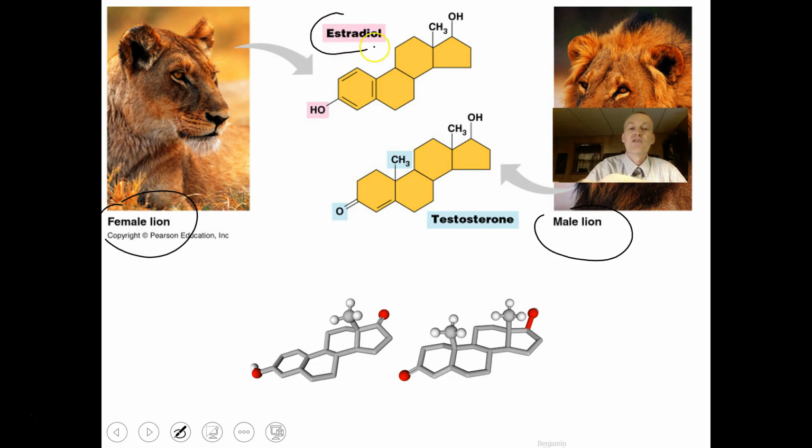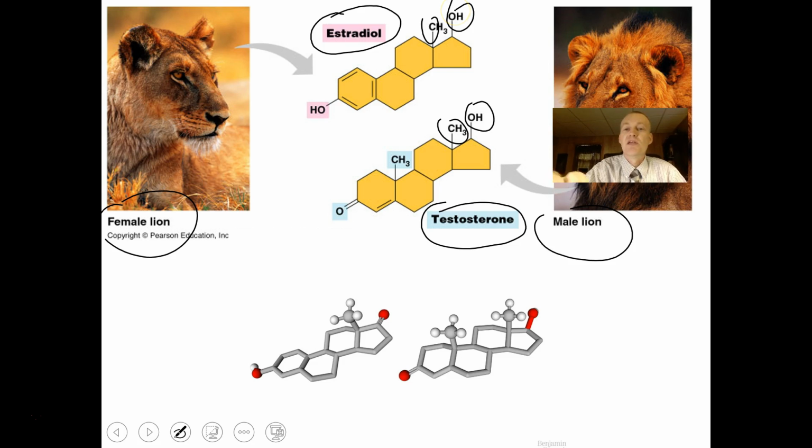So females have a lot more estradiol than they do testosterone. Males have more testosterone. Now you can see, generally speaking, those hormones look very similar to each other. There's a hydroxyl group here, a methyl group here. You can see that here and here.